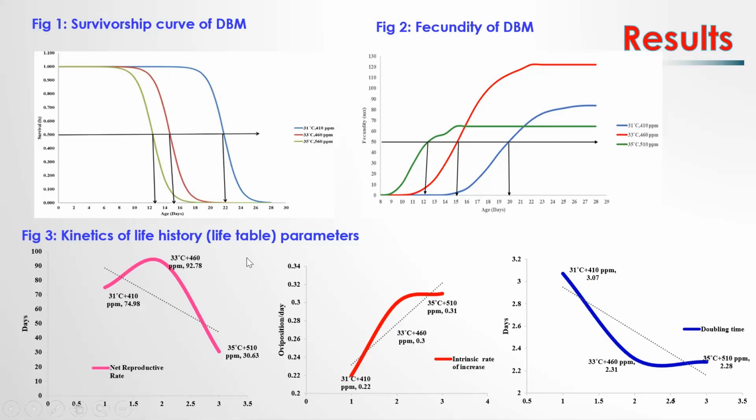And when we analyzed the life table parameters, we could see that the net reproductive rate reaches a maximum of 90 when the temperature and carbon dioxide level is elevated. And there was a drop when it was more elevated to 35 degrees Celsius and 510 ppm of carbon dioxide. And when we see the intrinsic rate of increase, that is the rate of progeny production per female, we could see that the intrinsic rate was maximum at 35 degrees Celsius and 510 ppm of carbon dioxide.